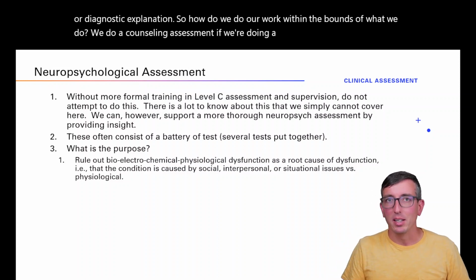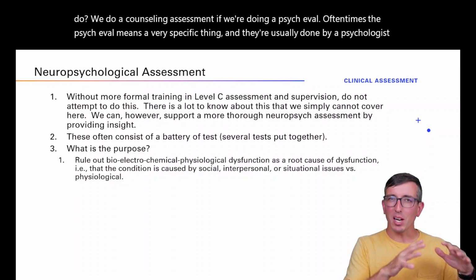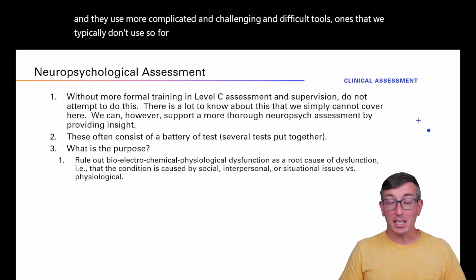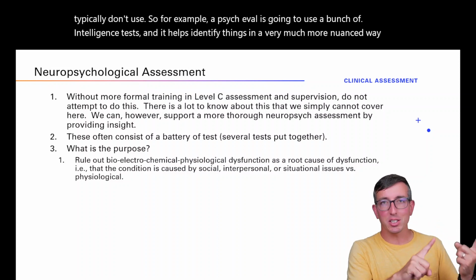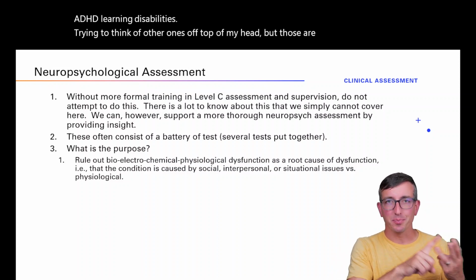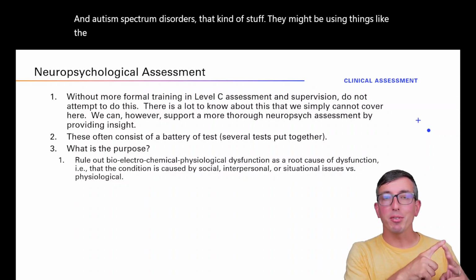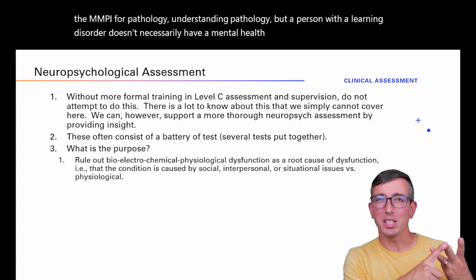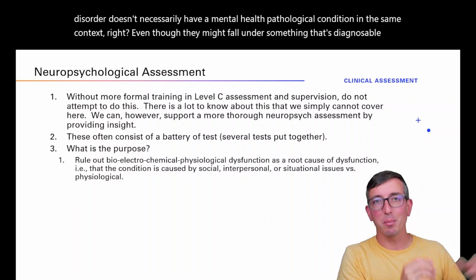If we're doing a psych eval, oftentimes a psych eval means a very specific thing, and they're usually done by a psychologist, and they use more complicated and challenging and difficult tools, ones that we typically don't use. So for example, a psych eval is going to use a bunch of intelligence tests, and it helps identify things in a much more nuanced way, like ADHD, learning disabilities, autism spectrum disorders, that kind of stuff. They might be using things like the MMPI for understanding pathology. But a person with a learning disorder doesn't necessarily have a mental health pathological condition in the same context, right? Even though they might fall under something that's diagnosable in the DSM, they're different kinds of things.